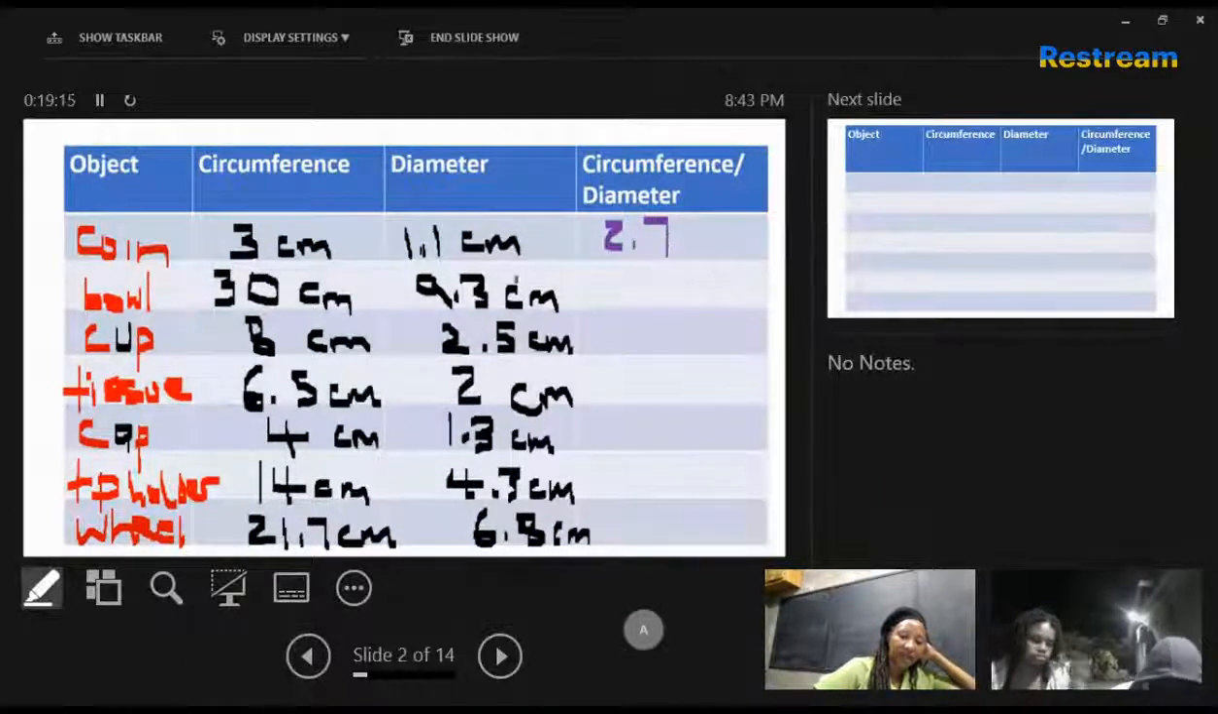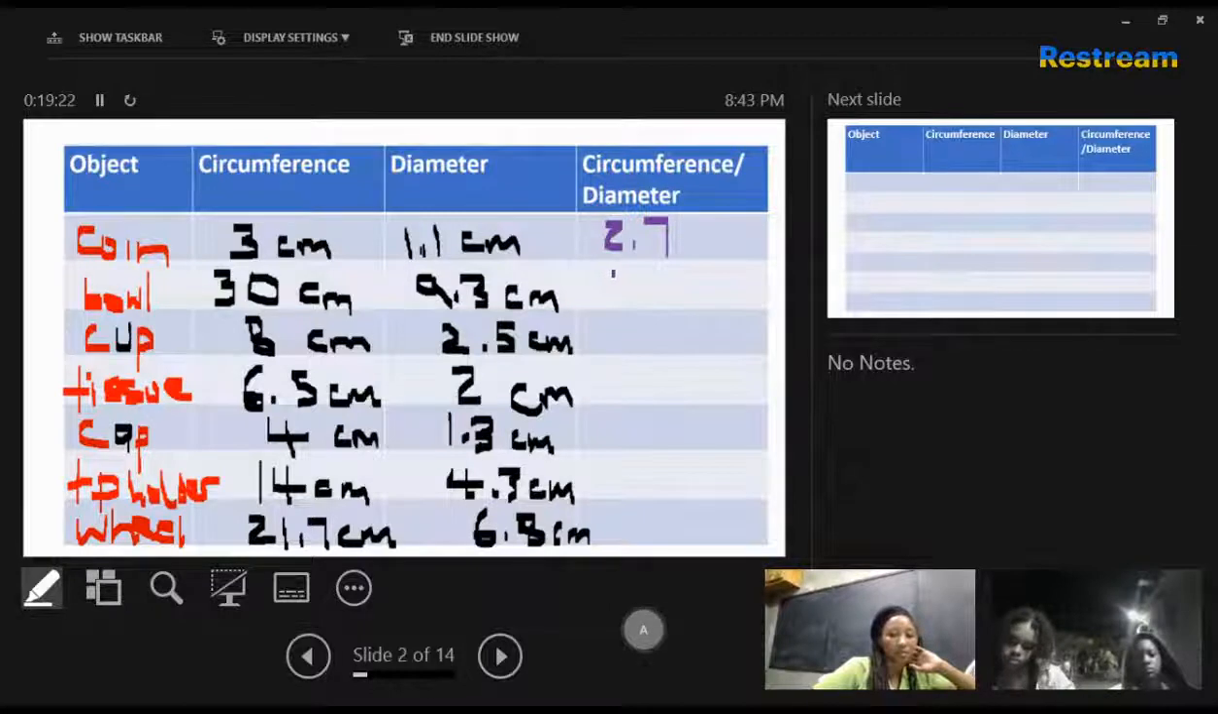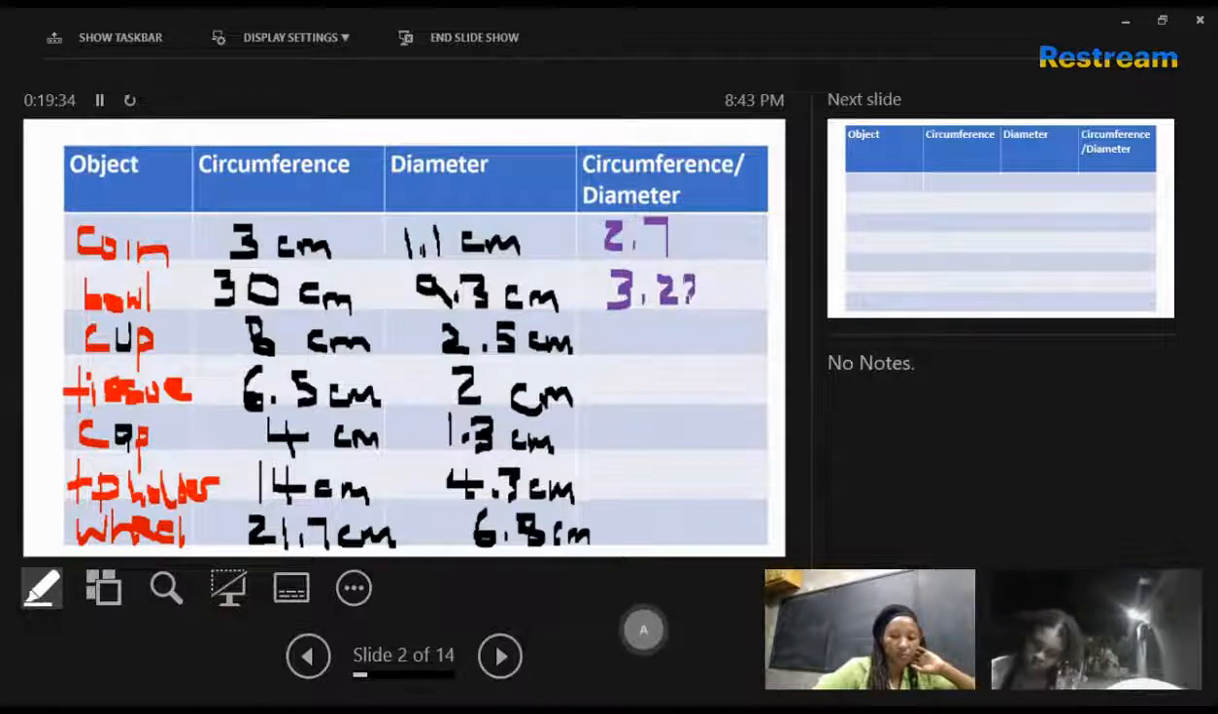30 divided by 9.3. 3.2. Don't round them off, you know. You want four decimal places? Okay, give me 4 decimal places. 3.2258, or 3 decimal places.